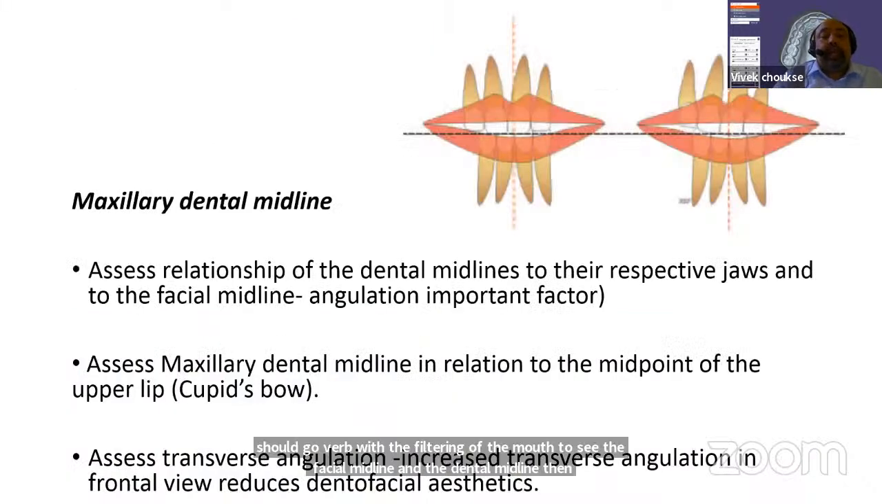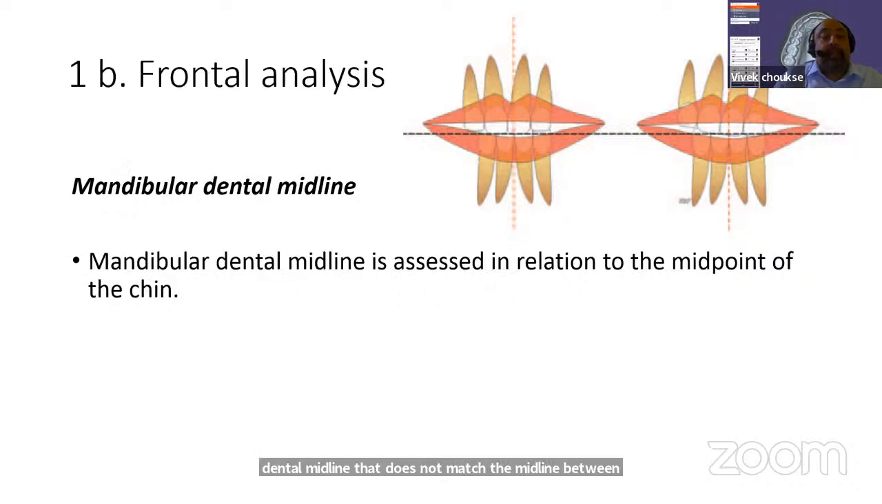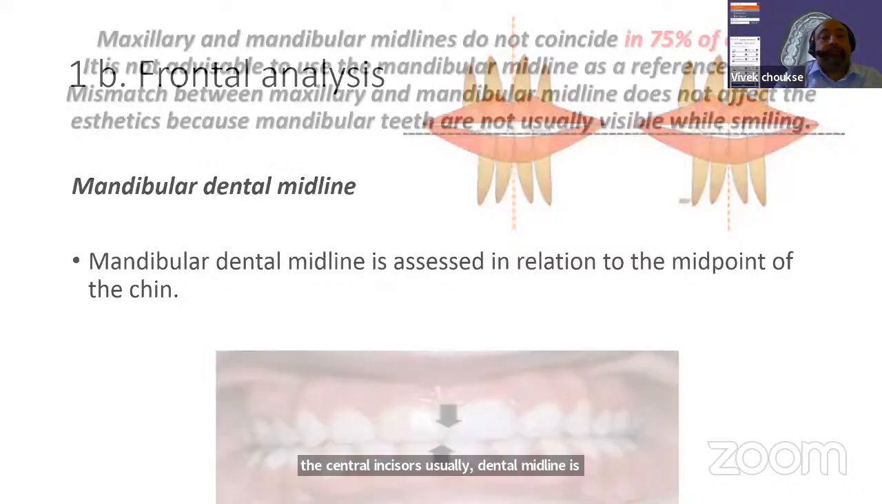So here you can see that the facial midline is not matching, is not going in between the two central incisors. And it happens in 72% of the cases that the maxillary dental midline does not match the midline between the central incisors. Usually, the mandibular dental midline is assessed in relation to the midpoint of the chin.